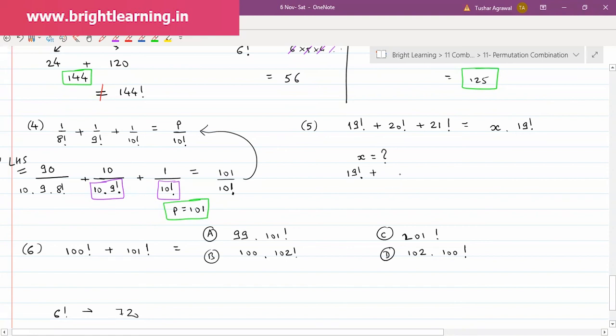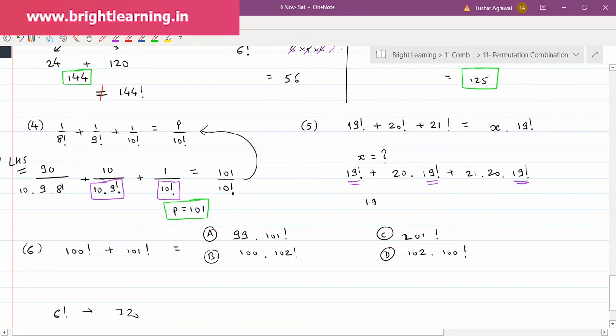20 factorial, can I write it as 20 multiplied by 19 factorial? 21 factorial, can I write it as 21 into 20 multiplied by 19, 18, 17, 16 and so on? So this is my 19 factorial. Whatever that big number is, it's a very, very big number.